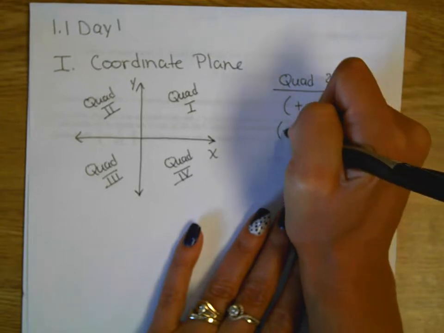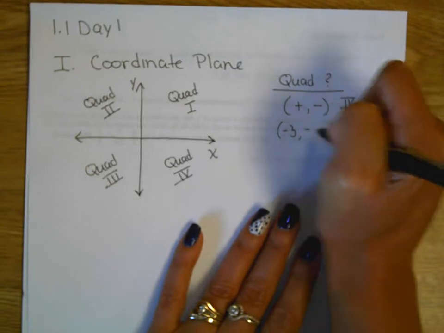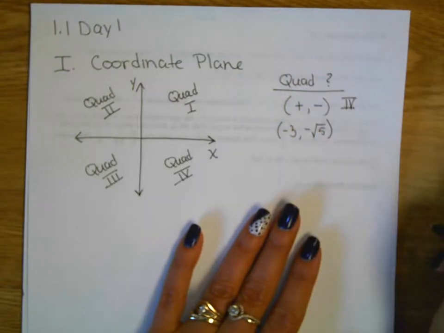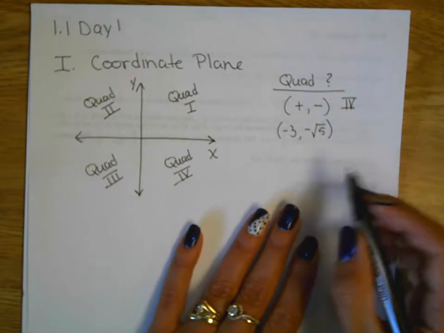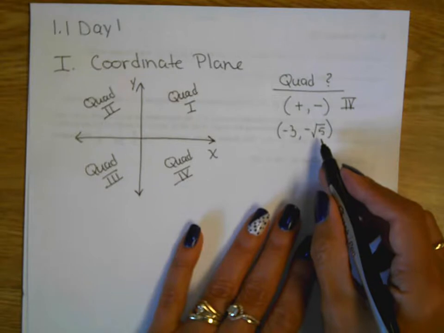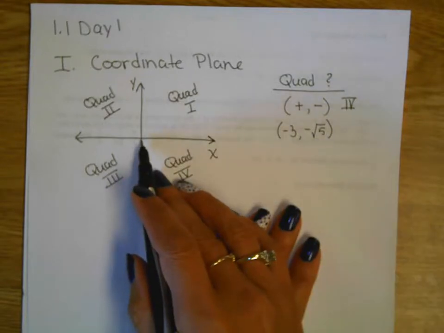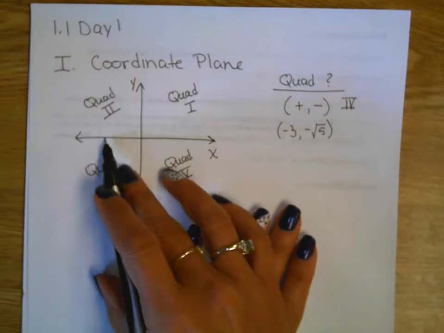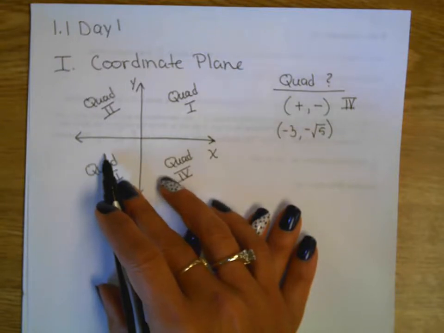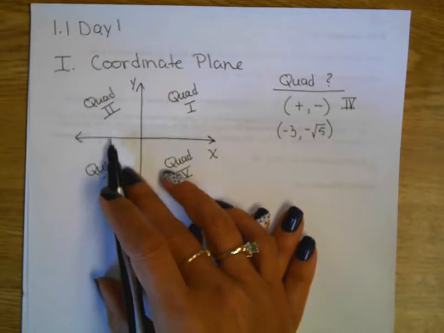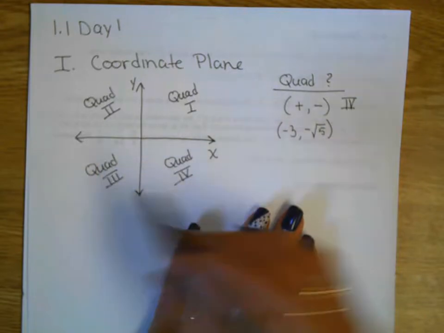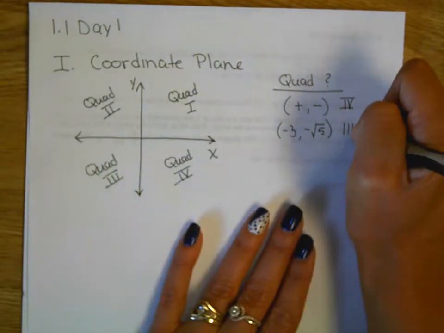Well, this one's in 4. Okay, let me challenge you. -3, negative square root of 5. And all I want to know is quadrant. Don't let that square root scare you like it does a lot of people. -3 means I'm going left. And that negative Y value just means I'm going down. Square root of 5 is like, what, 2 point something? 2 point something, because 2 squared is 4. It's a little over 2. So still down. So we're in quadrant 3.